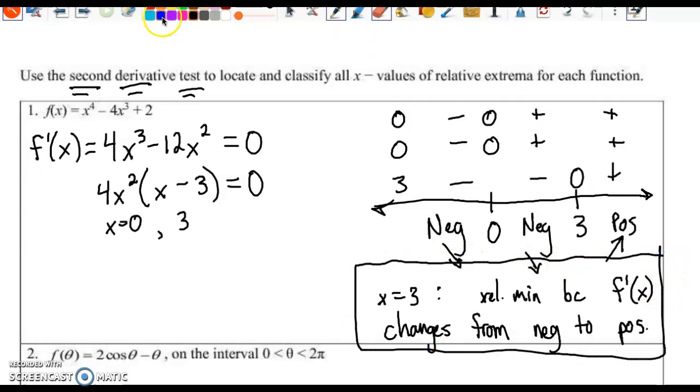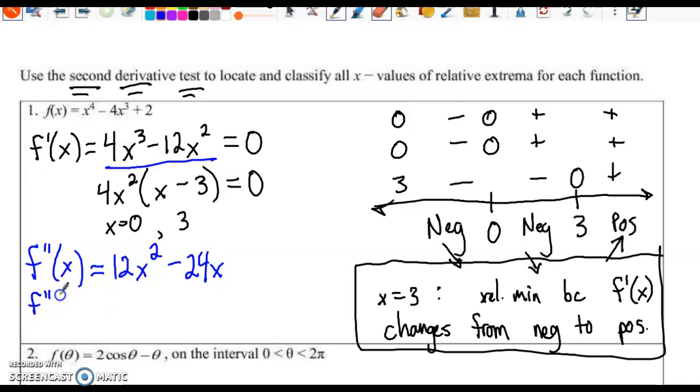Otherwise, the second derivative test would be to find the second derivative, which I'm going back up here, and I get 12x squared minus 24x. And now when I do f double prime of 0, well, 0 minus 0 is 0, so that told us nothing. I don't know, sad face. It doesn't tell us anything. That's not a real math thing. Don't write that down on the AP test. But if you do the second derivative and plug in 3, I don't really care.